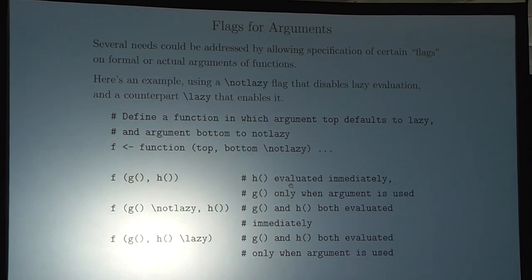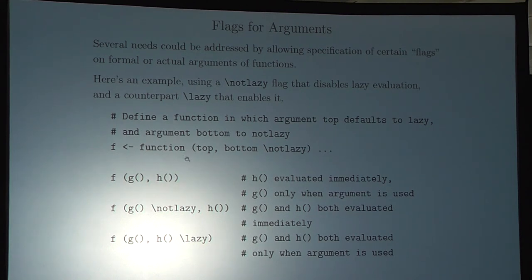And it'd also be nice if one could add a whole bunch of syntax, or a single syntactic idea, to let you attach flags to arguments, both formal arguments and actual arguments. So here's an example of how this would be used to enable or suppress lazy evaluation. The latest versions of R, I think, have a sort of hacky function to try to suppress lazy evaluation. But it'd be better if you could do it in a nicer way.